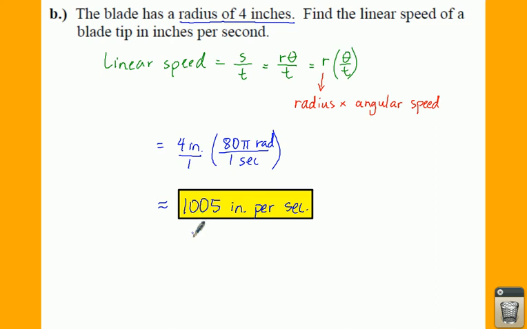But anyway, what happens is that the blade travels 1,005 inches per second. If you want to convert that into feet, that's like 2 feet per second. Okay, maybe a little more. But that's a lot. So that is your linear speed, if you have your saw, of this point right here rotating around. That's kind of fast.